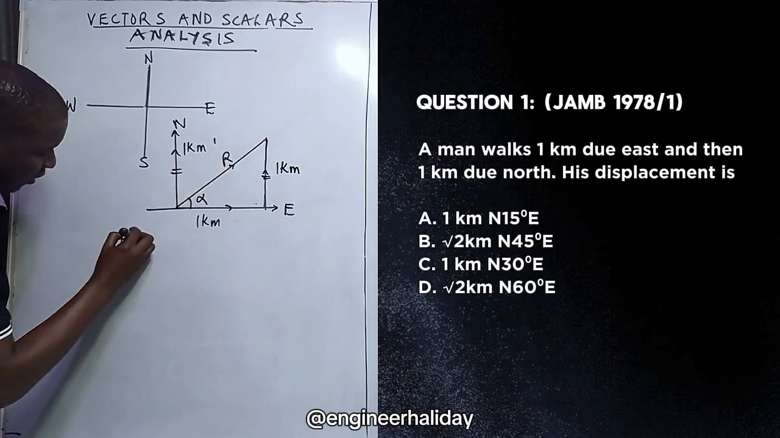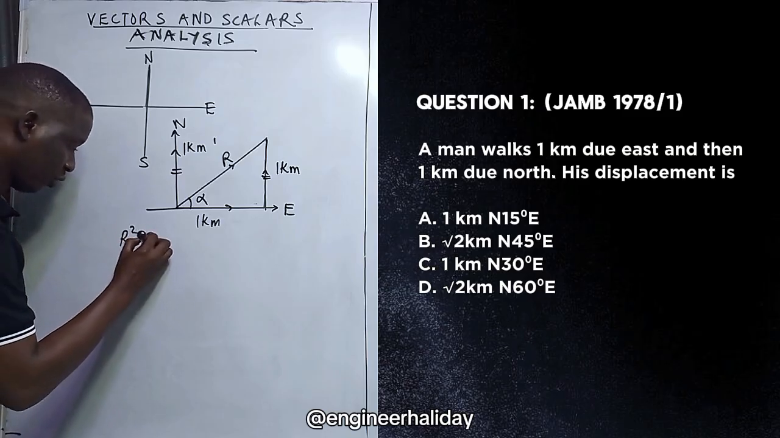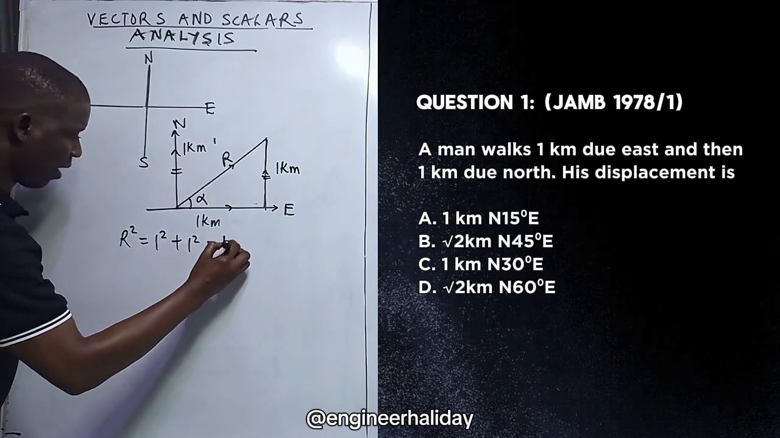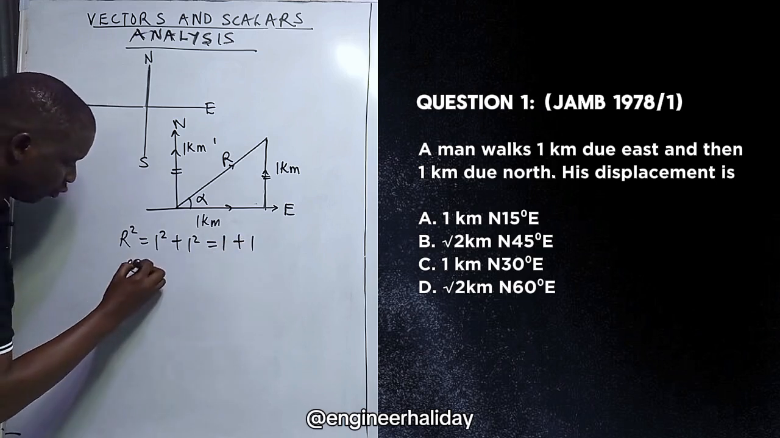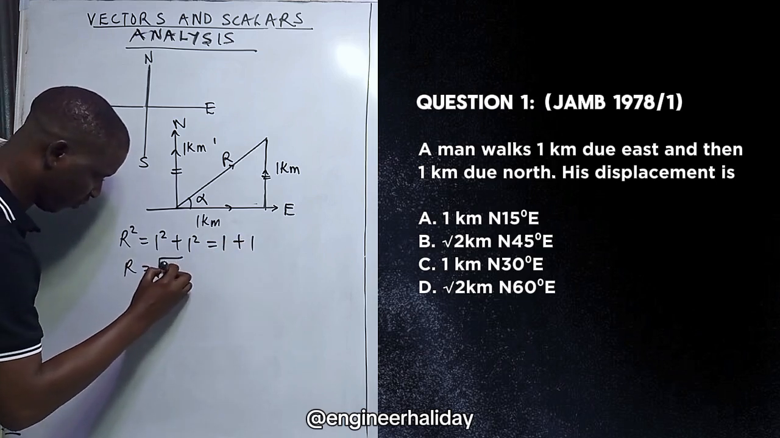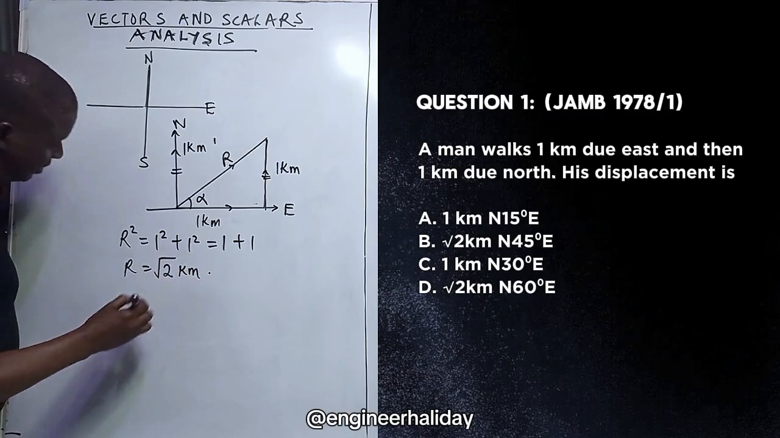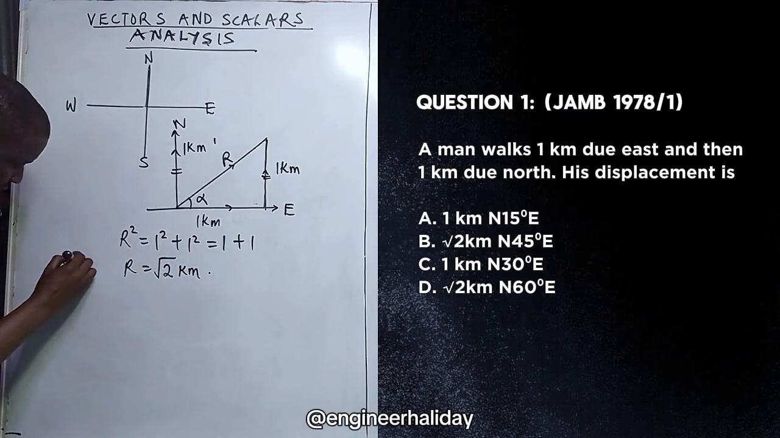So to find the magnitude, R squared equals 1 squared plus 1 squared, which will give us 1 plus 1. Then R will give us the square root of 2, since 1 plus 1 is 2. So root 2 kilometer, that is the magnitude.